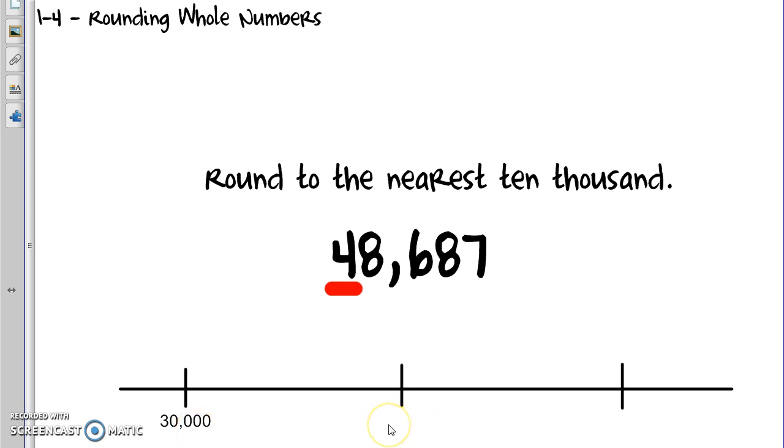If you have a number line and you were counting by 10,000s, you would start at 0, then 10,000, then 20,000, then 30,000. After that is 40,000, and then the next highest 10,000 would be 50,000, right? So this number is going to fall on this line somewhere around here.